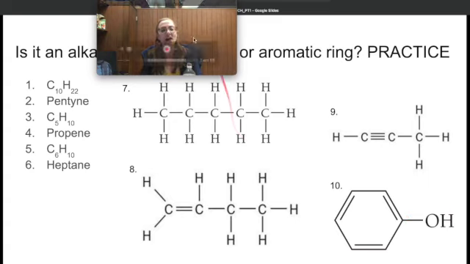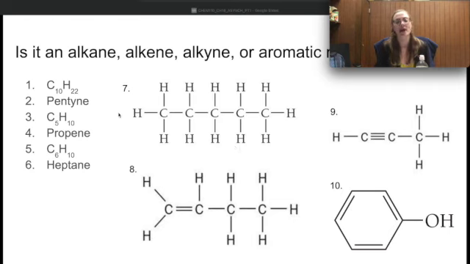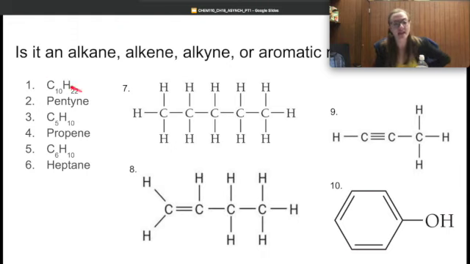So let's get some practice talking about alkanes, alkynes, alkenes, and aromatic rings. These are some of the things I should expect you to be able to identify. You should be able to look at the chemical formula and use the general chemical formulas to determine if this is an alkane, alkene, or alkyne, or to look at the structures as well. So here I have C10H22. Well, 22 is 2 times 10 plus 2, so I'd say that's an alkane. It fits that alkane format.